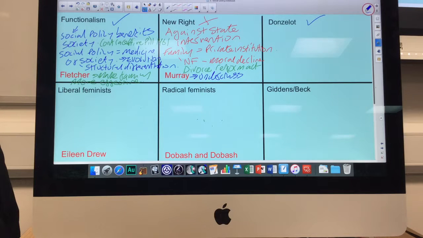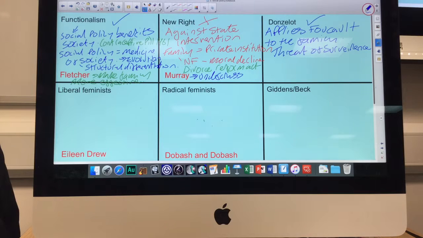Foucault. Yeah, Foucault. So he applies Foucault's work. He applies Foucault to the family. How the threat of surveillance regulates people's behaviour. I'll just write threat of surveillance because I'll run out of room otherwise.